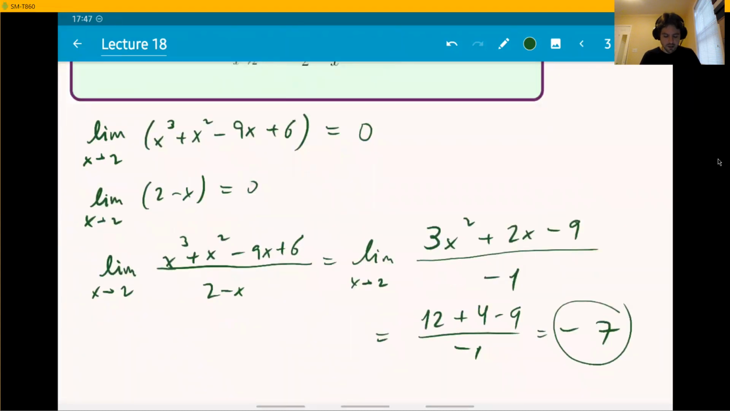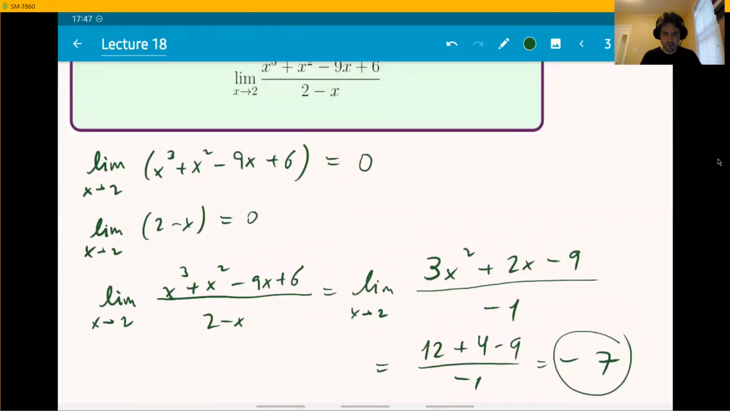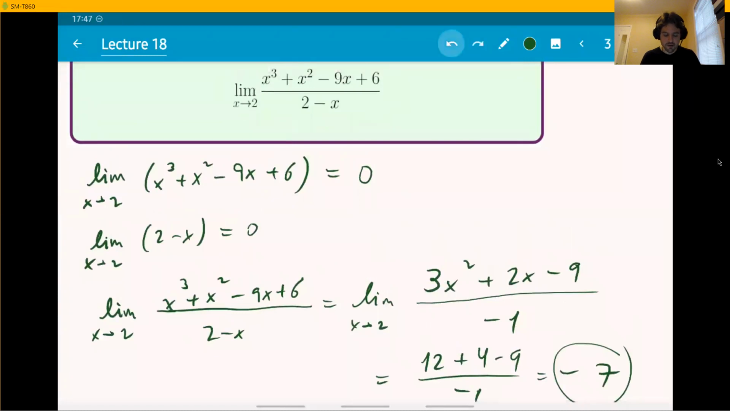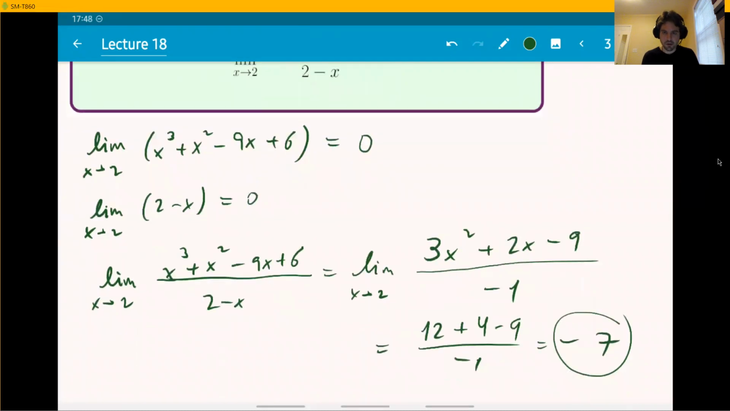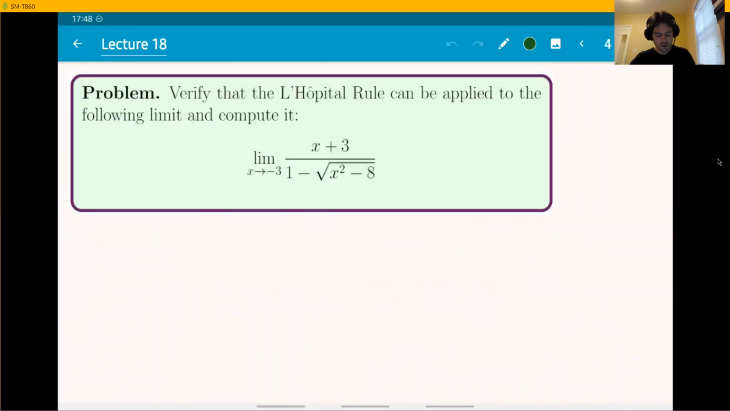But you have to be careful that you cannot immediately apply L'Hopital to any fraction. It has to be an indeterminate form, 0 over 0, or infinity over infinity. If it's not indeterminate, then that's okay, right? Like if this was a number and this is some other number that's not 0, then that's the answer, like 7 over 2, for example. You don't need to apply any special rules here. But because it was indeterminate, you can apply L'Hopital and it works. This limit is minus 7. So this is what we're going to be doing today.